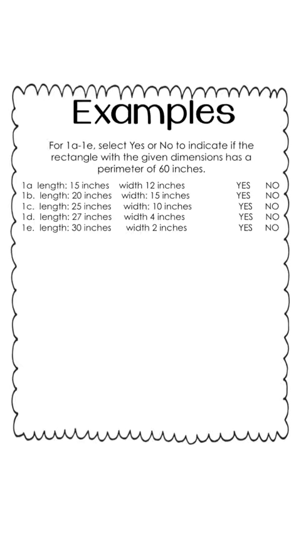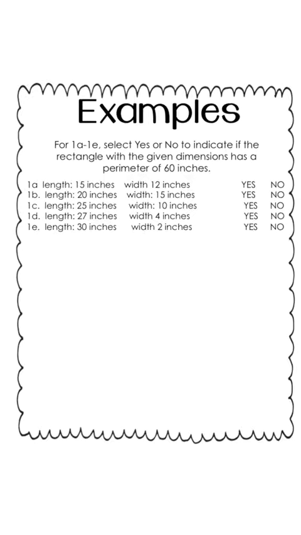Okay, for our first example, let me go ahead and read the directions. It says for 1A through 1E, select yes or no to indicate if the rectangle with the given dimensions has a perimeter of 60 inches. So I'm going to go ahead and underline this right here because that is what I need to know. Perimeter of 60 inches. So everything below, I want to figure out if it's 60 inches. If it is 60 inches, I would circle yes. If it's not, I would circle no.